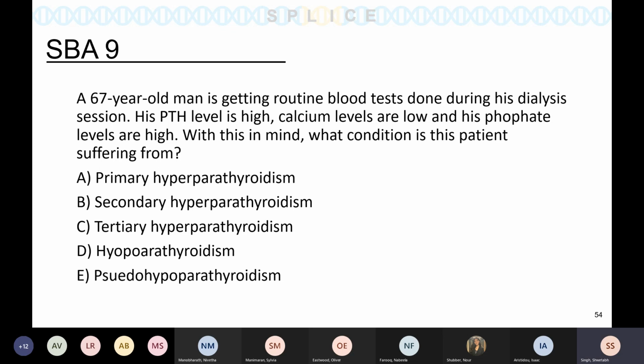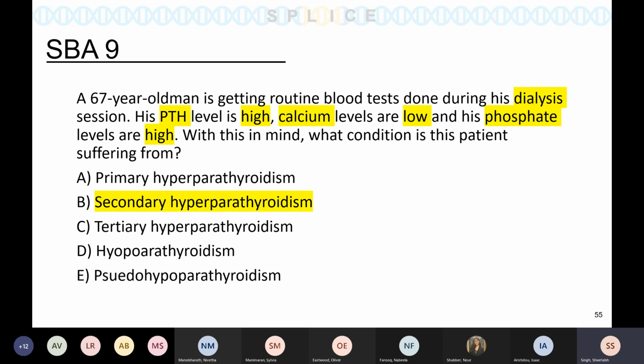Okay, we've got a split between B and C. How interesting, a 50-50 split. Can we go on to the next slide, please? Okay, so people who got B were right.